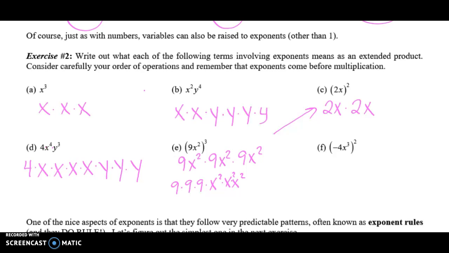And then last, negative 4x cubed to the 3rd power. So again, you can do negative 4x cubed times negative 4x cubed times negative 4x cubed, or negative 4 to the 3rd, and then x cubed to the 3rd.